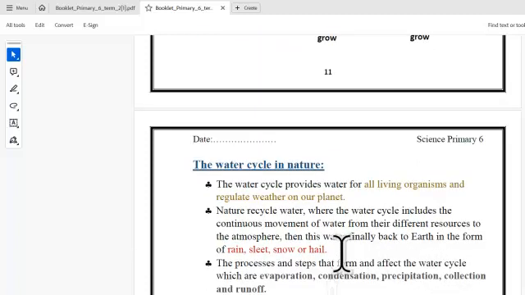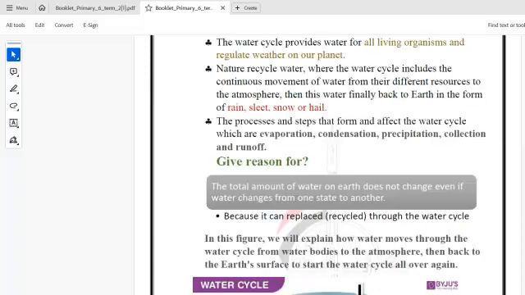The water cycle in nature. The water cycle provides water for all living organisms and regulates weather on our planet. Nature recycles water, where the water cycle includes the continuous movement of water from its different resources to the atmosphere. Then this water finally returns to Earth in the form of rain, sleet, or snow. The processes and steps that form and affect the water cycle are evaporation, condensation, precipitation, collection, and runoff.